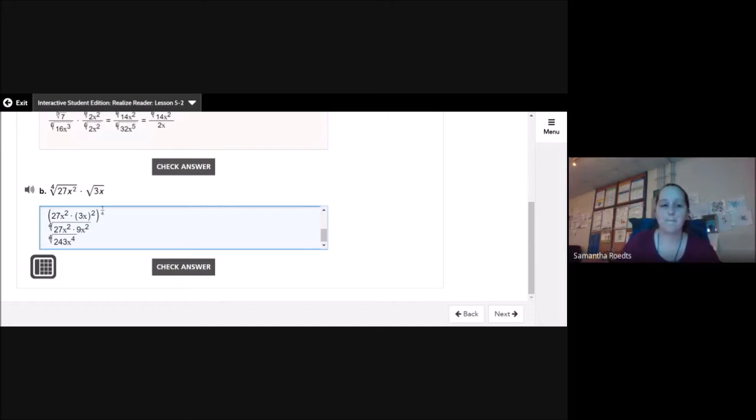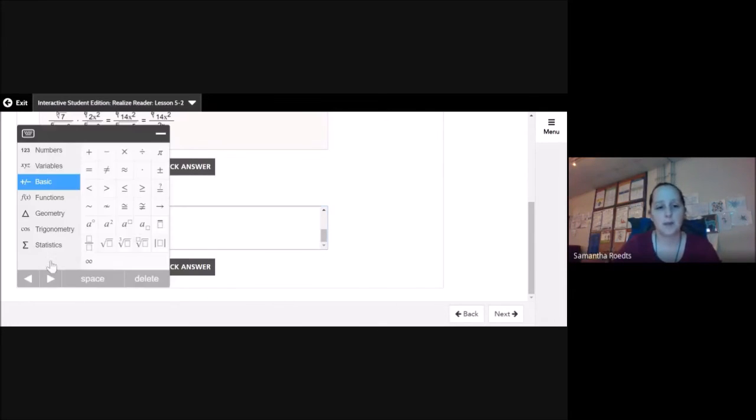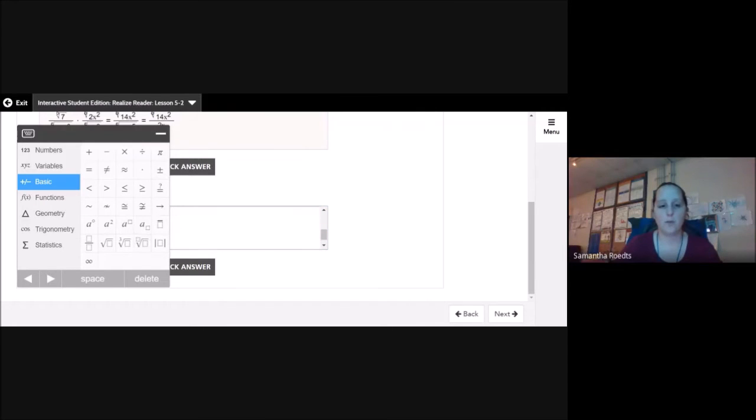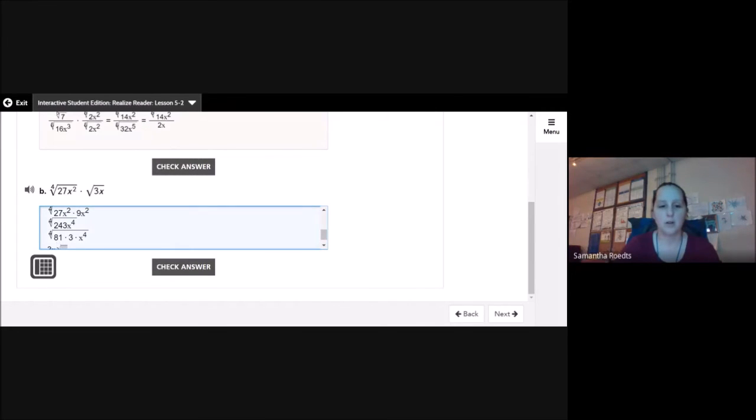Okay, 243 can be written as 81 times 3 times x to the fourth, and the x to the fourth will come out. The fourth root of 81 is 3. So 3x times the fourth root of 3.